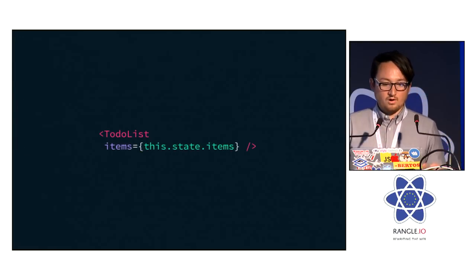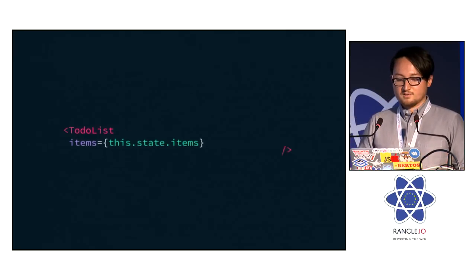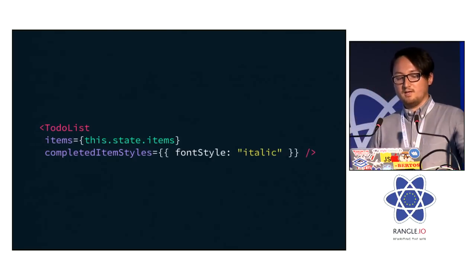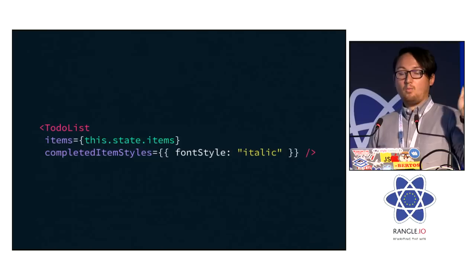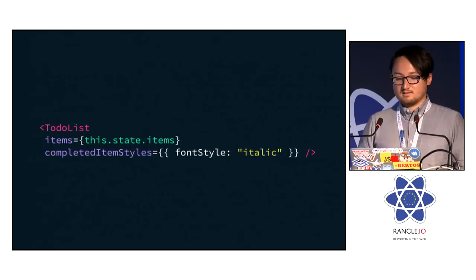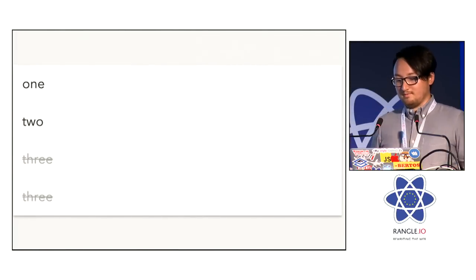So if we were calling it just by default, to-do list with items, we can now say, okay, when it's completed, I want it to look like this. And so we're going to have our default style plus this italics. Oh, that slide is wrong because it's not going to be italicized. It's going to be gray, but you get the point.